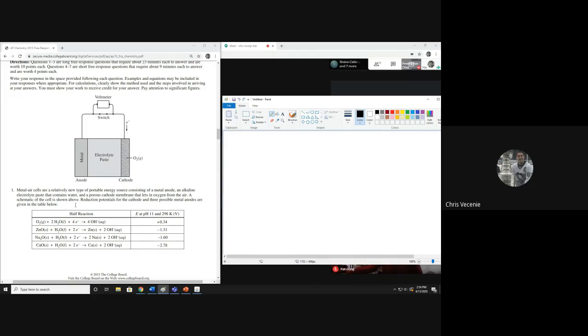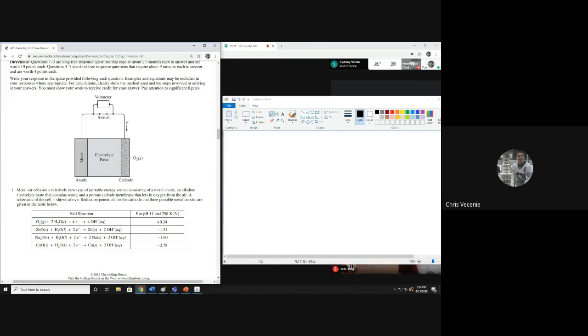All right. So that being said, it says we've got a metal air cell, a new type of portable energy source, consisting of a metal anode right there and an alkaline electrolyte paste that contains water and a porous cathode membrane that lets in oxygen from the air. A schematic of the cell is shown above and the reduction potentials for the cathode and three possible anodes are here.